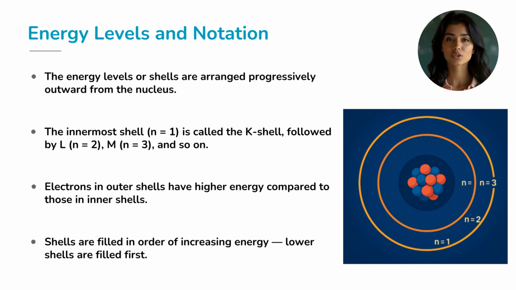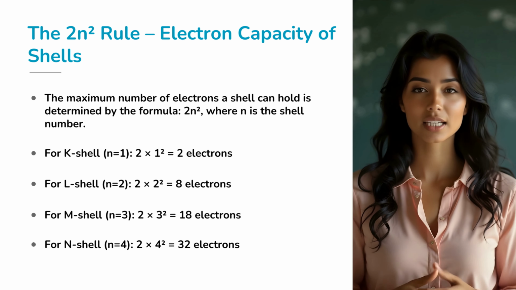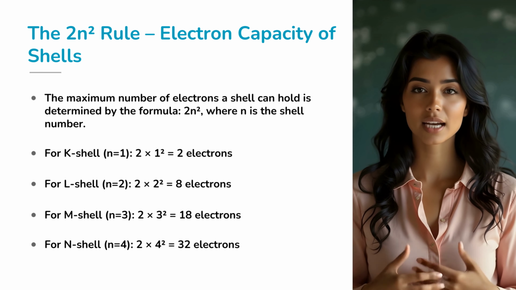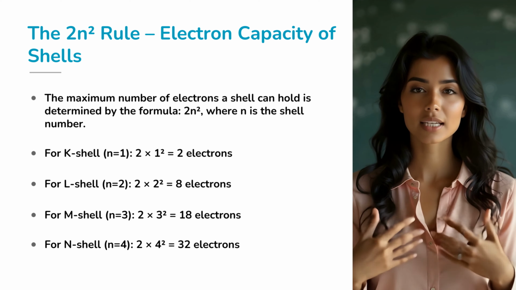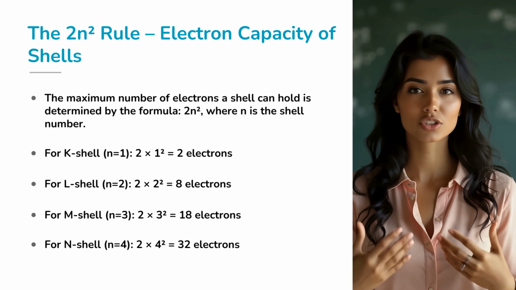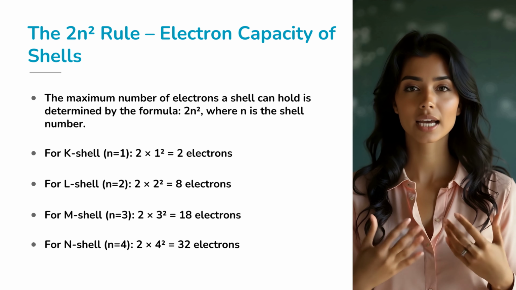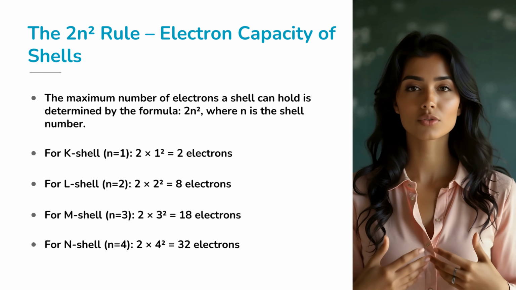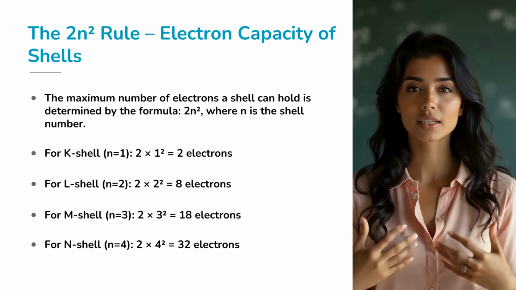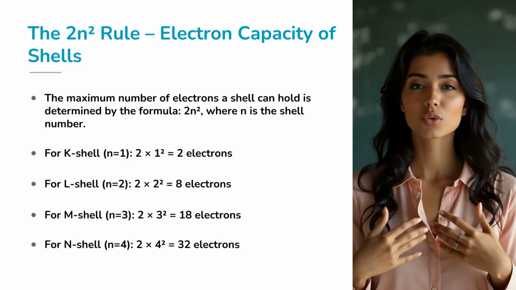On screen, you see figure 4.3, which shows these energy levels, each one like a seat waiting to be occupied, starting from the innermost. Now, how many electrons can each shell hold? That's determined by a simple rule. Maximum electrons in a shell equals 2 into n squared, where n is the shell number. So, for the K shell, where n is 1, 2 into 1 squared gives 2 electrons.